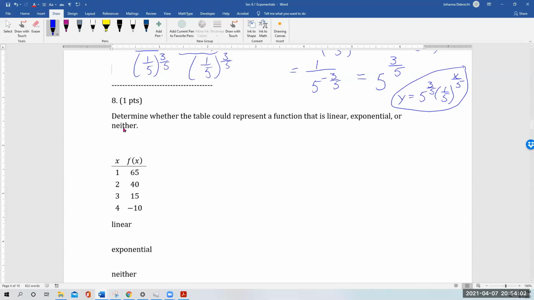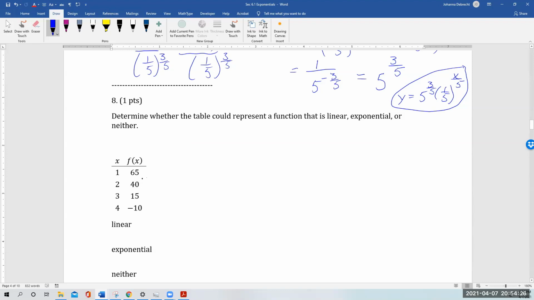In our next problem, it states, determine whether the table could represent a function that is linear, exponential, or neither one. In looking at this example right here, I look at the values to see whether they're decreasing or increasing by the same amount each time. If they're increasing or decreasing by the same amount each time, then it's linear.